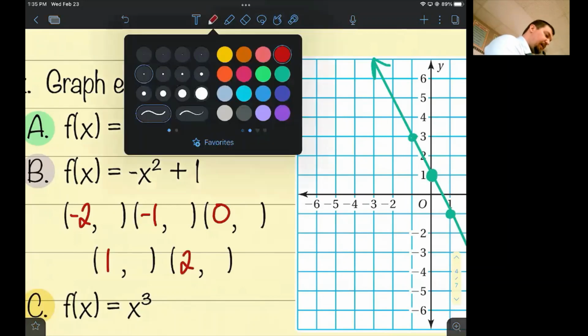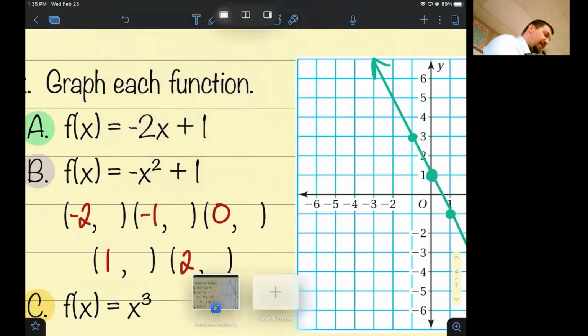And why did I make those red? I clearly could have made them purple. And I'm off my game today.